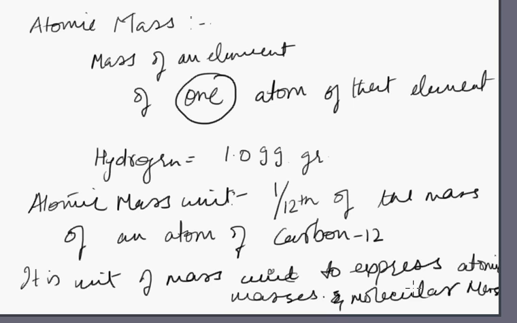We have seen here that the atomic mass and the atomic mass unit are very interlinked. Atomic mass is only the mass of one atom of that particular element, and the atomic mass unit is 1/12 of the mass of an atom of carbon-12. Carbon-12 is an element that has been taken as a standard to make calculations easy, and it is also used as a mass to express atomic masses and molecular masses.